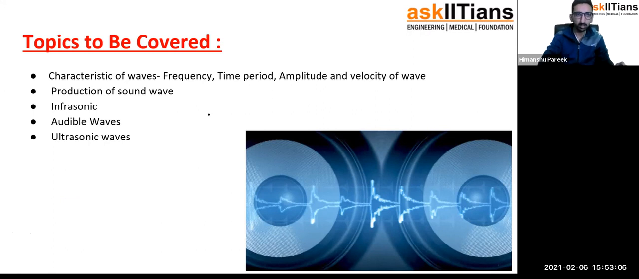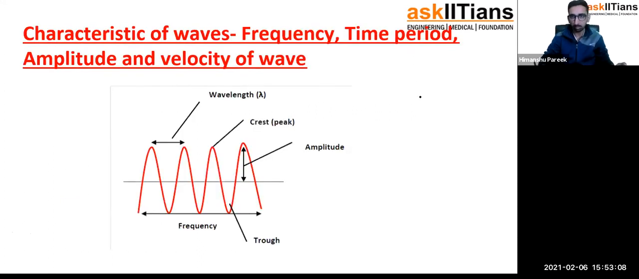Okay, so let me now begin with the characteristics of wave. This topic is very important because in this topic we are going to discuss the different terms related to the wave. Here you can see on the board a waveform has been shown. Which wave is this? It's a transverse wave. Particles are vibrating up and down and the wave motion is forward. So that's a transverse wave shown here on the board.